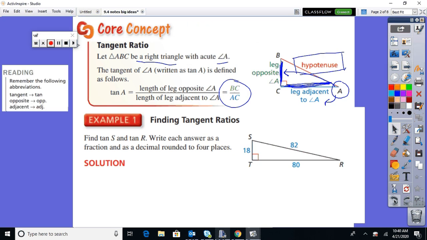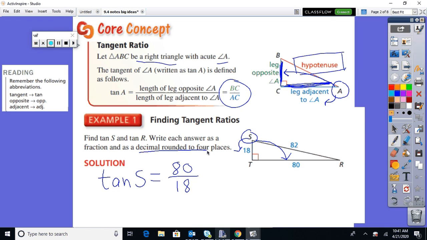All right, so the tan of S, let's write it in example one. Where is S? Okay, S is this angle. Its opposite side is 80. So let me write this out. When you write these equations, you always start with the abbreviation, tan. You're going to learn a couple more next section. So the tan, we're doing S first. So the tan of S is equal to the opposite side, which is 80, over the adjacent side, which is 18. All right. Now this says typically when you're finding the tangent ratio, you're going to round it to 4 places.